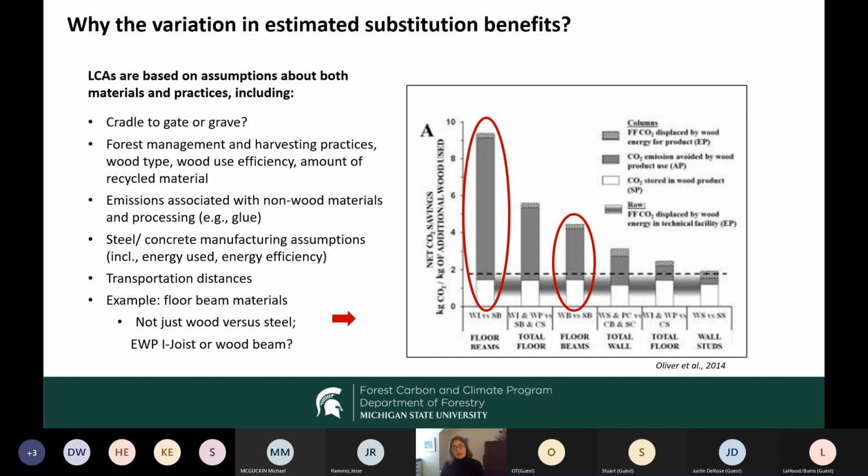Emissions associated with non-wood materials and processing. So for instance, glulam or composite panels are not only made out of wood, they have additional products that potentially include very high emissions, and so those have to be included in the LCAs. Steel and concrete manufacturing assumptions have to be included also, as well as transportation distances from extraction to manufacture. And here on the figure, we just see an example of a series of different products and where the emissions might be coming from for those products.